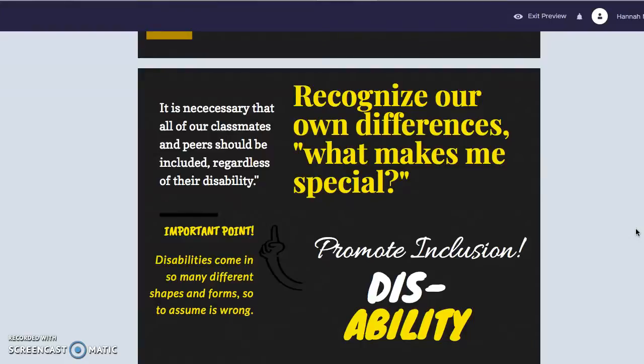So the main point here is that we should promote inclusion in our classroom. And I thought it was really cool that in the word disability, there's ability. That is really important since we are able to do anything no matter who we are.